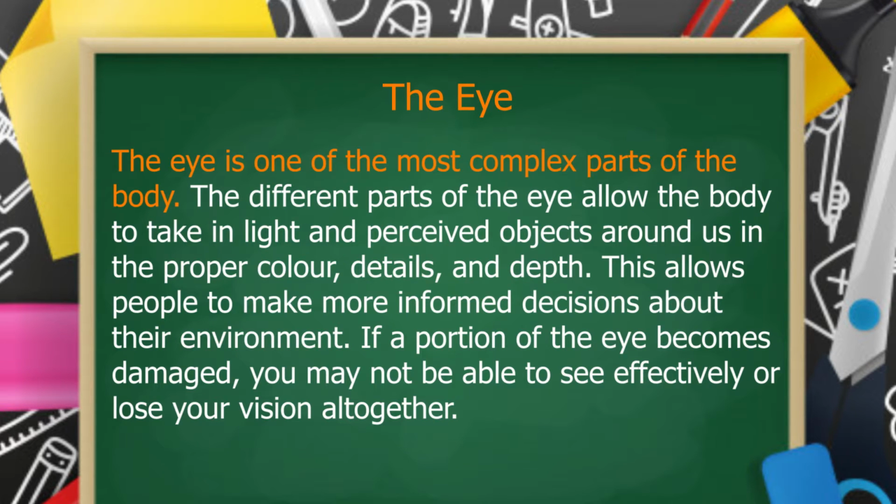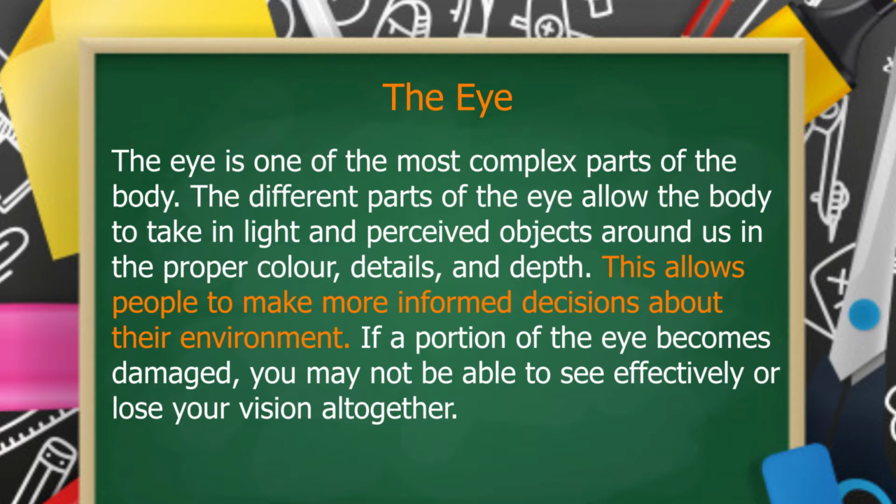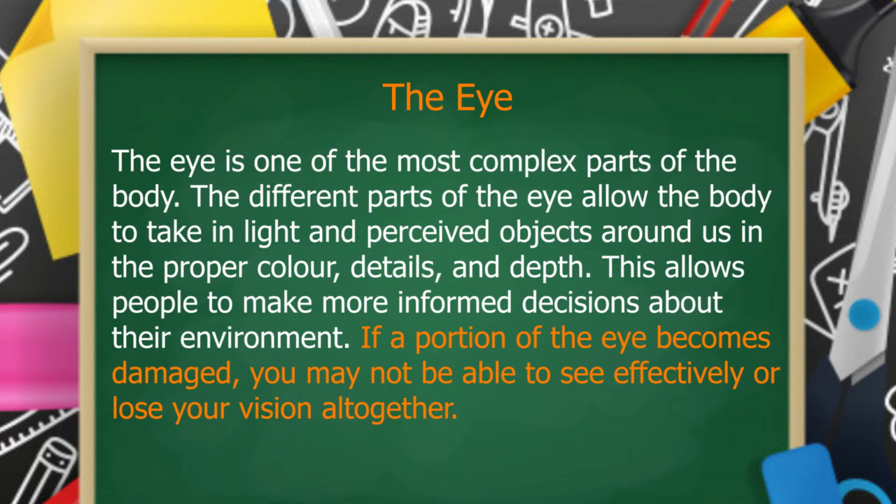The eye. The eye is one of the most complex parts of the body. The different parts of the eye allow the body to take in light and perceive objects around us in the proper color, details, and depth. This allows people to make more informed decisions about their environment. If a portion of the eye becomes damaged, you may not be able to see effectively or lose your vision altogether.